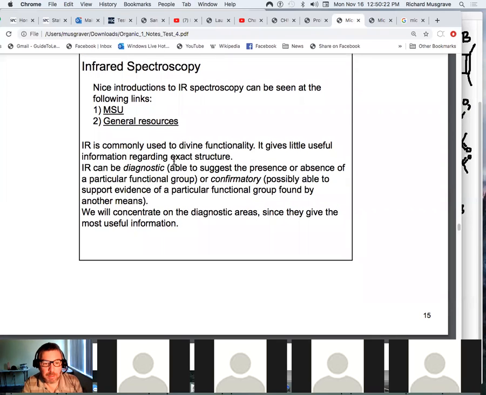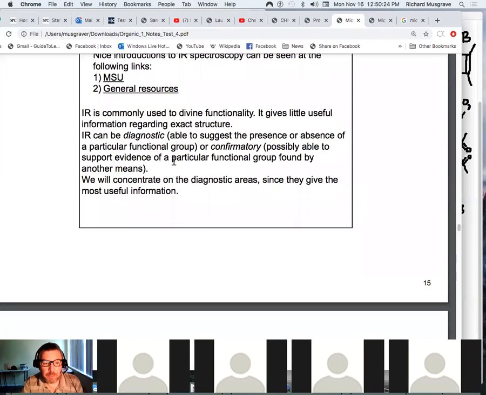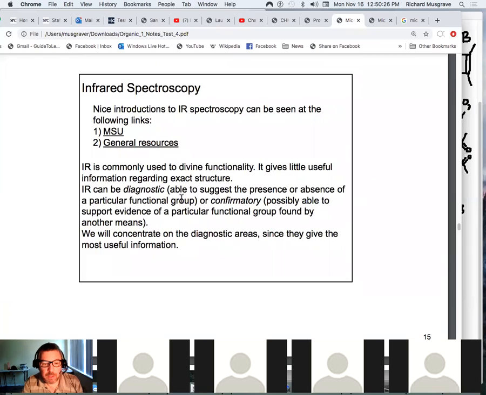All right, infrared spectroscopy. So what do we use IR for? Well, it's to define functionality. It doesn't really tell us what the structures are. It doesn't solve for structures. NMR can do that. IR can't. What it can do, though, is tell you what kind of functional groups are present.